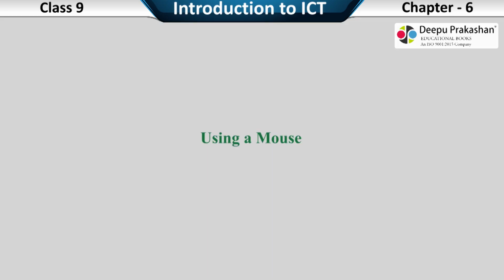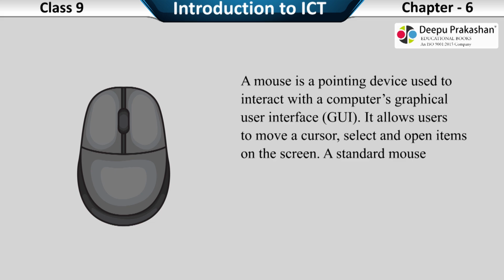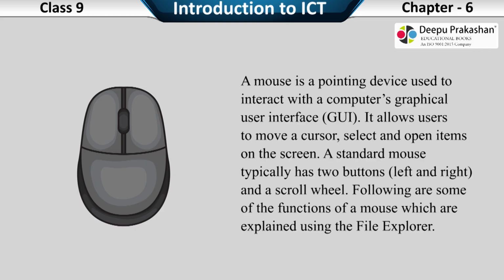Using a mouse. A mouse is a pointing device used to interact with a computer's graphical user interface (GUI). It allows users to move a cursor, and select and open items on the screen. A standard mouse typically has two buttons, left and right, and a scroll wheel. Following are some of the functions of a mouse which are explained using File Explorer.